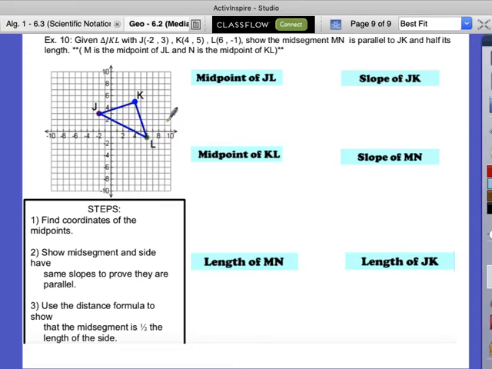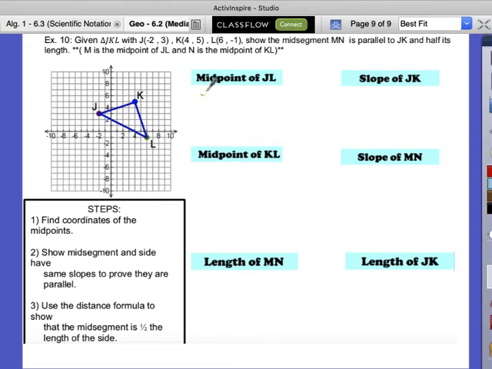We first of all need to find out where this mid-segment is. Then we need to prove that it's half its length and that it's parallel. So the first thing we're going to do is find the two midpoints. So one, find the coordinates of the midpoints. We need to find the midpoint of JL and the midpoint of KL. We're going to do the same thing we just did three times where we found the midpoint.